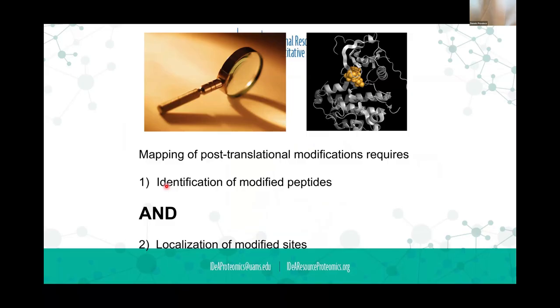When you think about post-translational modifications, there are a couple of things that make this a little more difficult. One, you have to identify the modified peptides, and then localize the site on that peptide where you have a modification. If there's one serine or one threonine in the peptide, it's pretty easy, but it's more difficult when you have a peptide that has 4 or 5 different possible sites of modification. And so that makes it a little more complex.